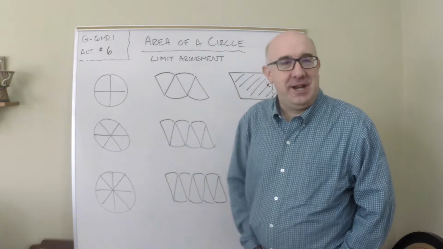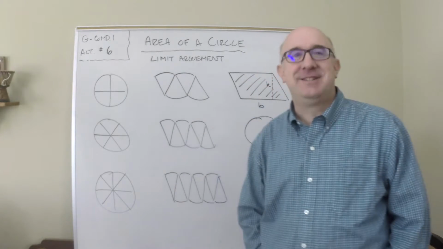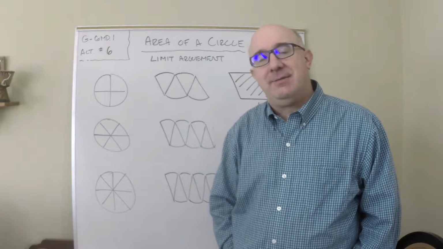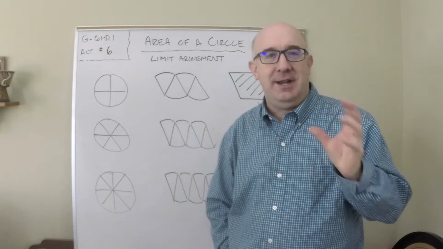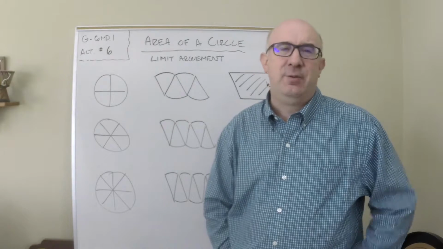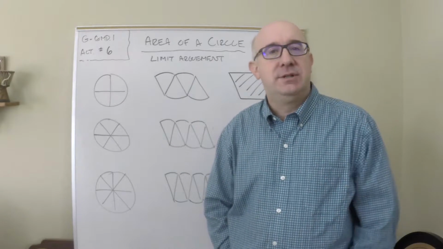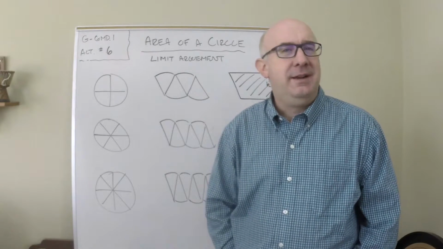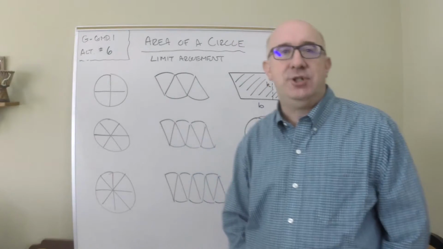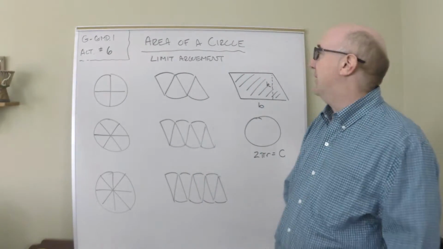Let's look at G-GMD.A.1, Activity 6. This is a fun little concept. We do not really have a good, clear idea when we say the area of a circle is pi r squared. We don't have a real good idea where that comes from. Well, this is the attempt to show you where it comes from in a fairly simple manner. There are other ways to do this, but this is a nice way, a geometric, a visual way to help you understand it. It's kind of called the limit argument.